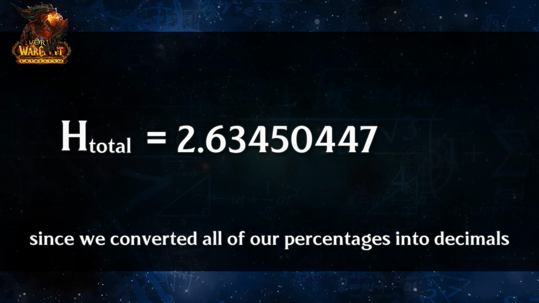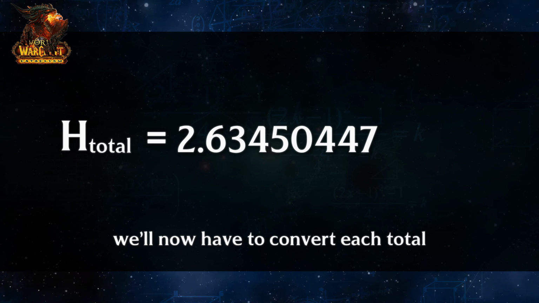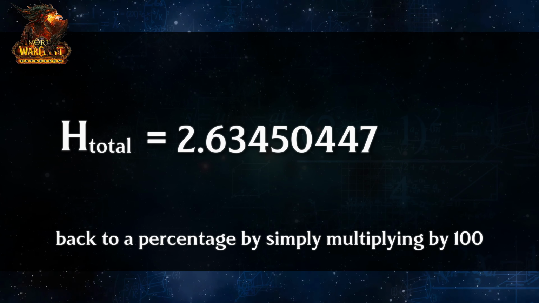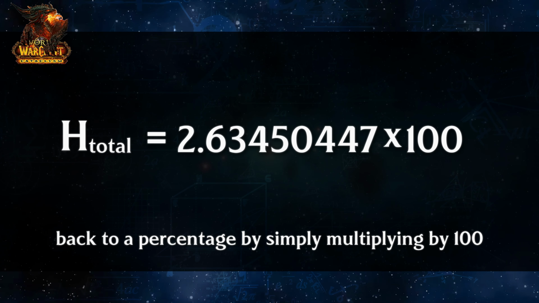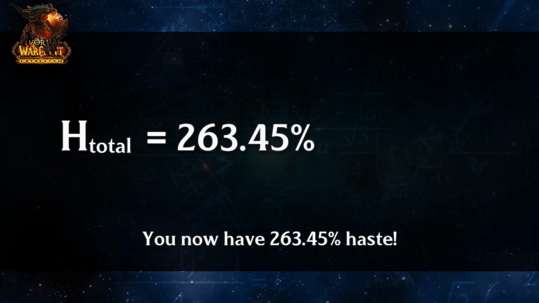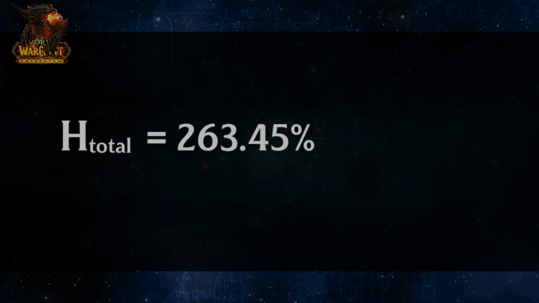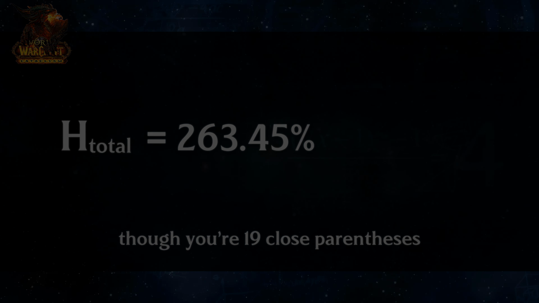2.63450447. Since we converted all of our percentages into decimals, we'll now have to convert H total back to a percentage by simply multiplying by 100. And there you have it. You now have 263.45% haste.